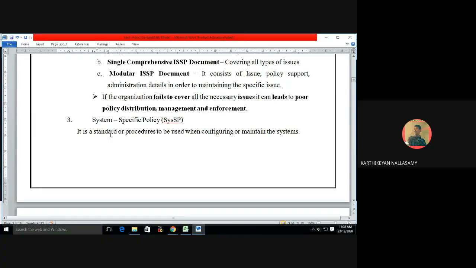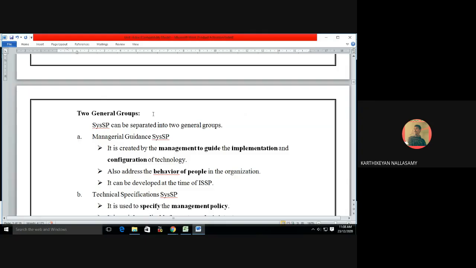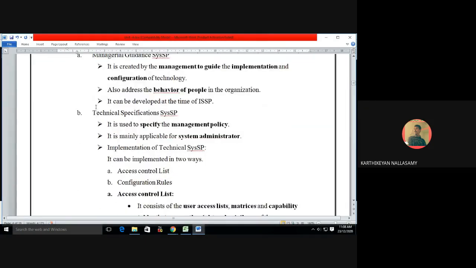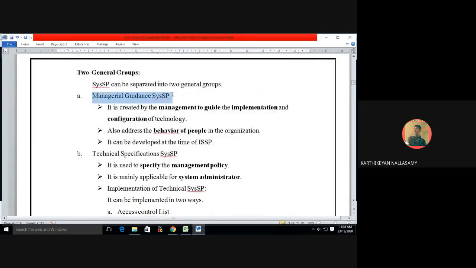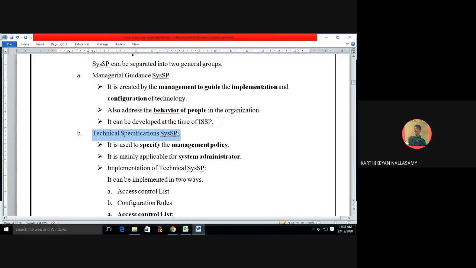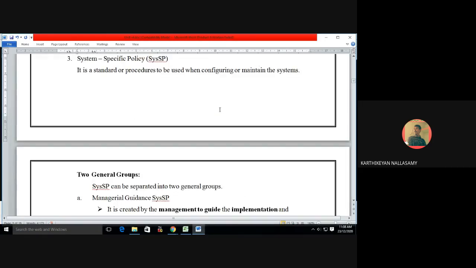Okay, the next one is the system-specific policy, called SysSP. It provides different kinds of standards or procedures for configuring or maintaining the system. It means that if we are going to change anything in the organization, we talk about what policy we are going to maintain. There are two categories: one is managerial guidance, and the other is technical specification, because you are going to configure or maintain the systems. You provide the standard or procedure for configuration; configuring means implementing at the start.